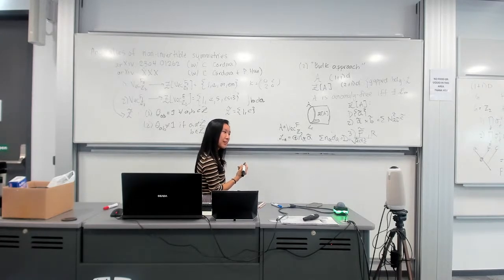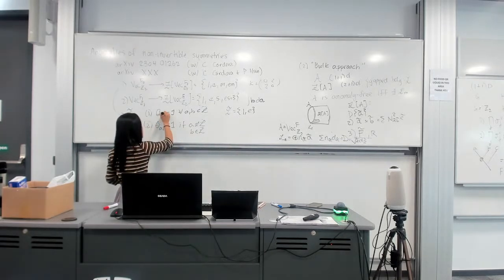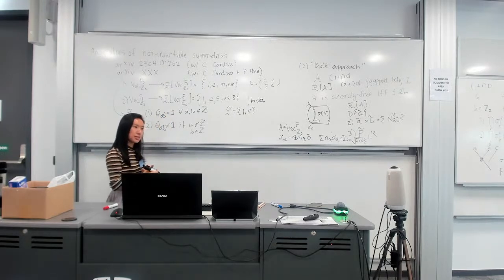Stupid question, like what is theta_AB? This is the braiding between A and B. Maybe I should label these A tilde, B tilde because they're in your topological order.